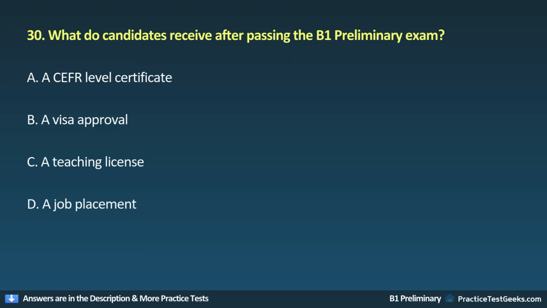30. What do candidates receive after passing the B1 preliminary exam? A. A CEFR level certificate. B. A visa approval. C. A teaching license. D. A job placement.